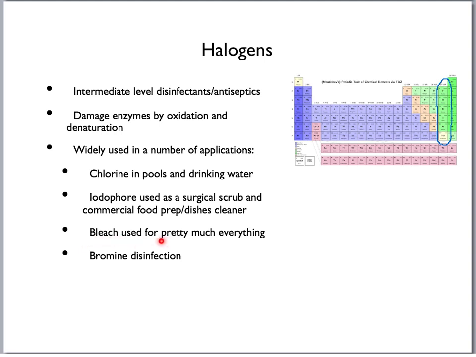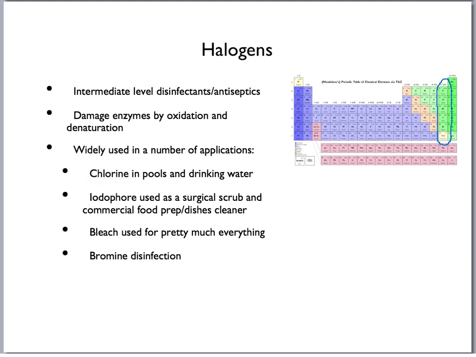Bleach. Bleach is sodium hypochlorite. It actually works through a combination of different methods. Partially, it's just chemically reactive because it's got so much oxygen, and so part of it is an oxidative agent. But part of it is the chlorine in bleach as well. It's a very reactive species of chlorine, much more so than just basic chlorine.